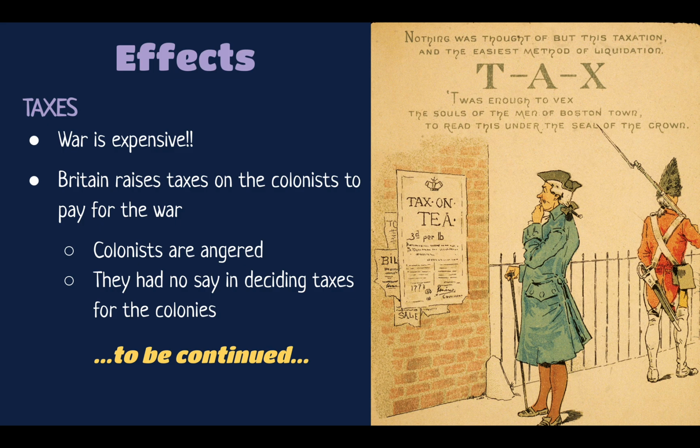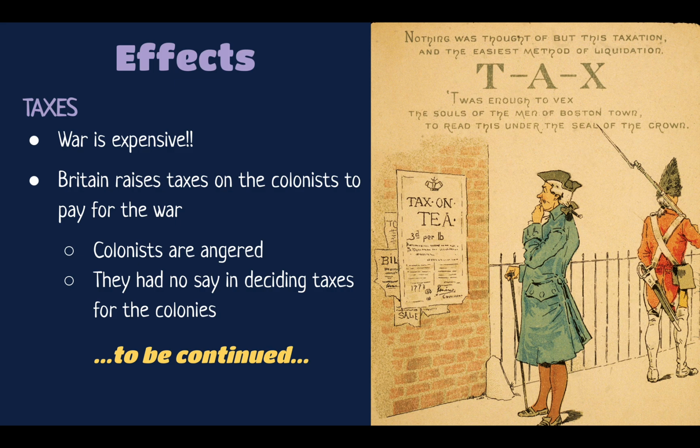On top of that, one final effect for the French and Indian War is the necessity of taxes. So wars are very, very expensive. It takes a lot of money to supply, transport, feed, clothe, arm soldiers. And so one way that governments often pay for wars is to increase taxes. So that's just what King George did.